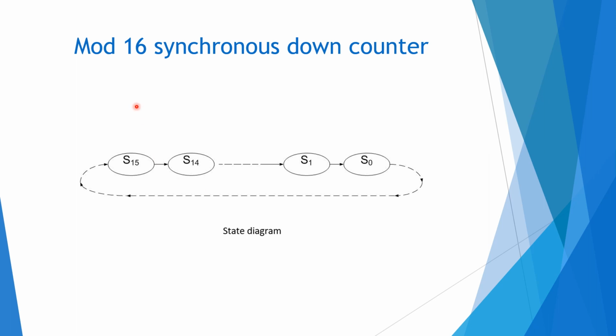So now let us see the mode 16 synchronous down counter. So this is the state diagram. Here the count goes from S15 to S0, that is 15, 14, 13, and it goes on down to 1, 0, and again to 15. This is the state diagram.